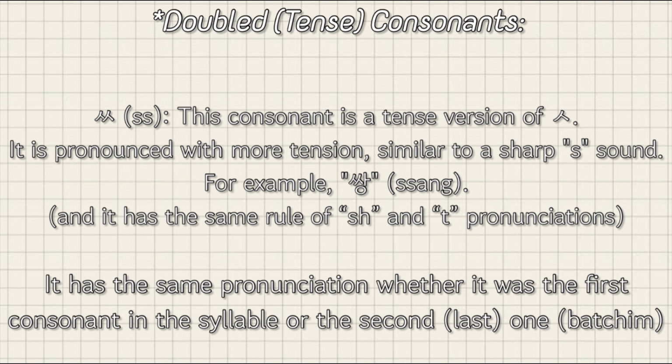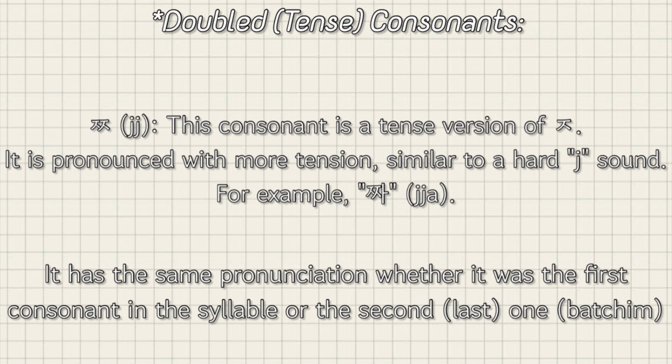Ssangsiot. This consonant is a tense version of siot. It is pronounced with more tension, similar to a sharp S sound. For example, ssang. And of course, it has the same rule of s and t pronunciation. And it has the same pronunciation whether it was the first consonant in the syllable or the last one, which is of course the bachim.